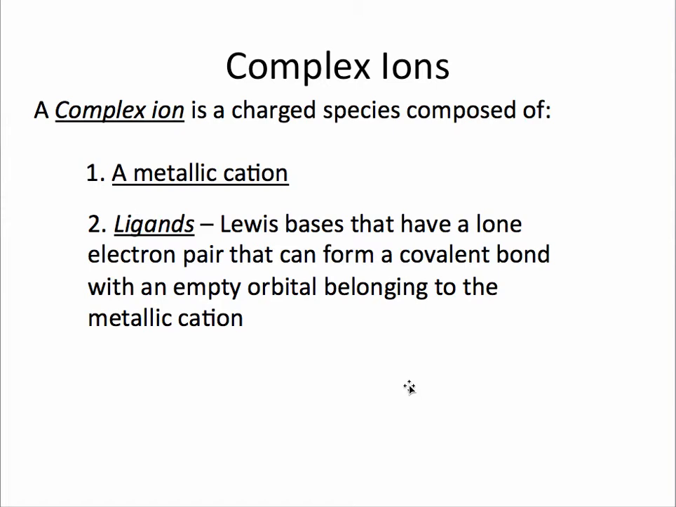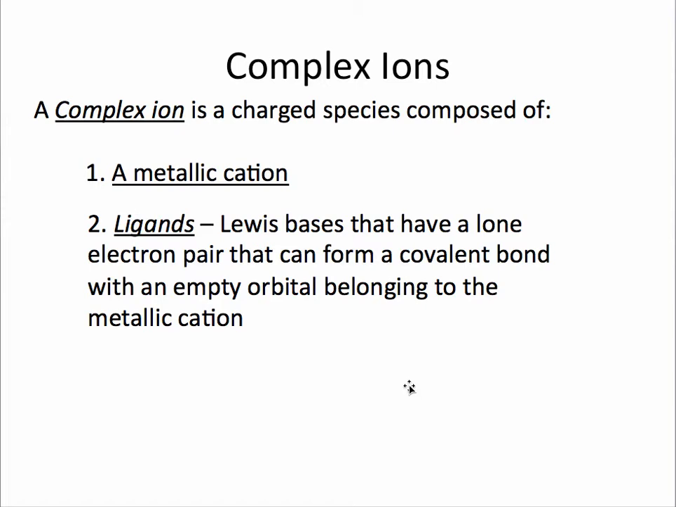Some things you need to know. They are going to contain a metallic cation. Typically it's going to be a transition metal. These are metals that have available d orbitals for forming bonds, and they can form some unique situations because of the availability of those d orbitals.